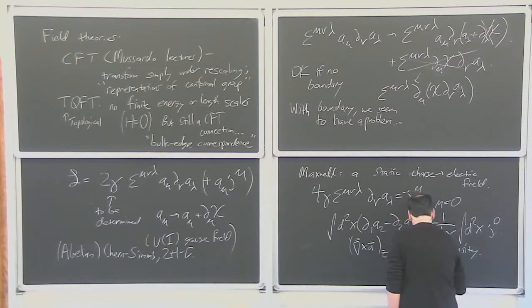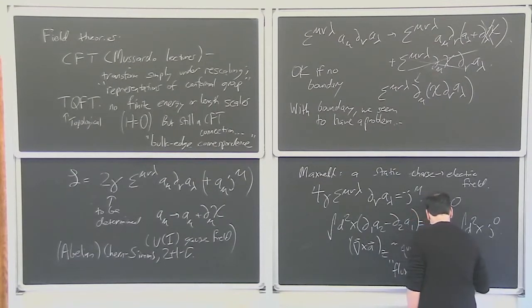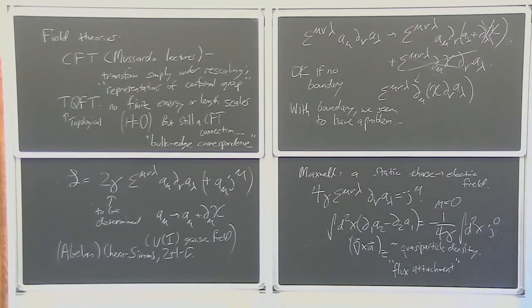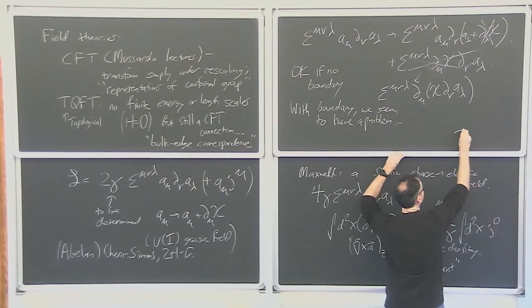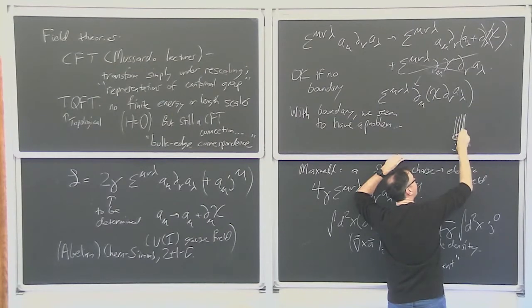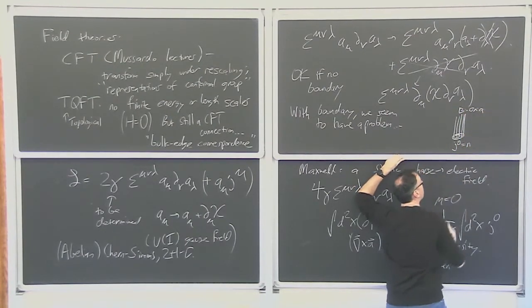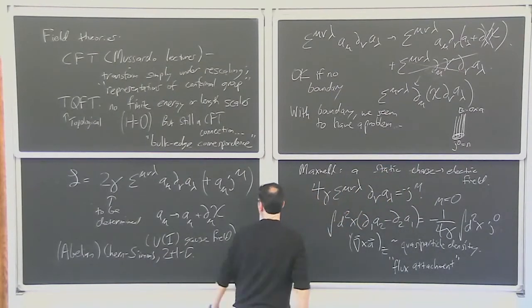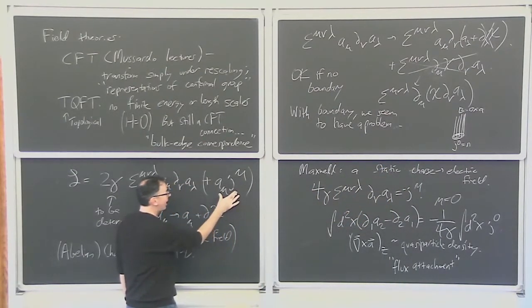The point is, this means that the way quasi-particles are sources for fields is very different in Chern-Simons than in Maxwell. It says that if we put down some density of particles, what we should think of happening, so I've got some J naught, which is the density, is that this is attached some amount of magnetic field to the particle.